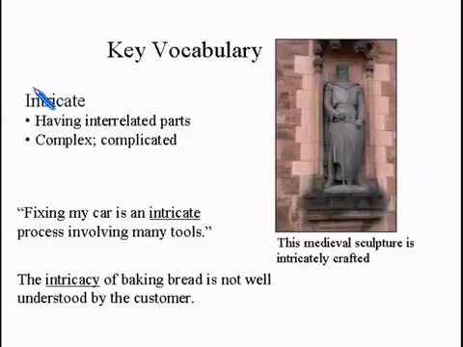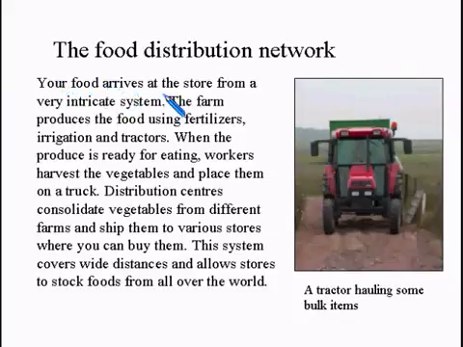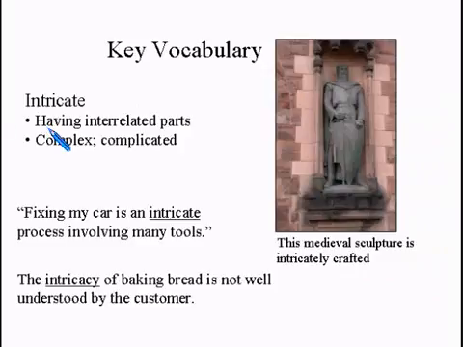Anyway, a key vocabulary word: intricate. Your food arrives at the store from a very intricate system. It means having interrelated parts, or complex, complicated. So the food comes from a complicated system. For example, fixing my car is an intricate process involving many tools. The intricacy of baking bread is not well understood by the customer. So we're saying baking bread is complicated and fixing the car is complicated.